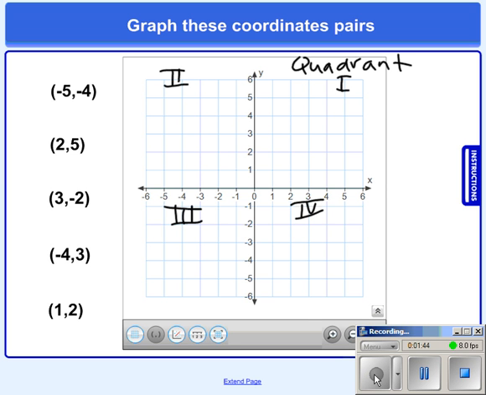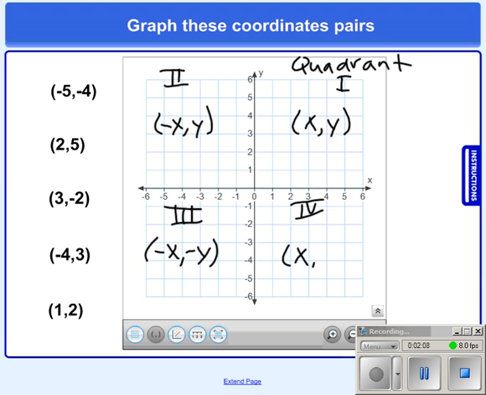points are always going to be a positive x, a positive y. So when you see coordinate points, if it's positive, positive, you know your point is always going to go in quadrant 1. Quadrant 2 is always a negative x, positive y. Quadrant 3 is always negative x, negative y. Quadrant 4 is always a positive x and a negative y.